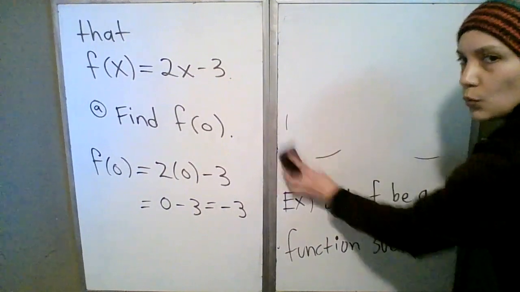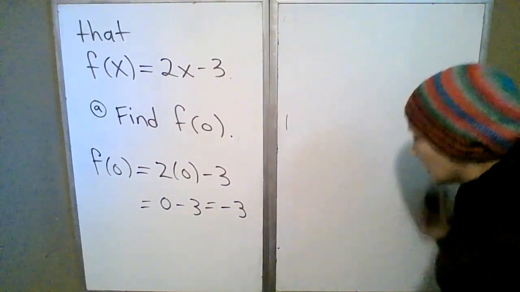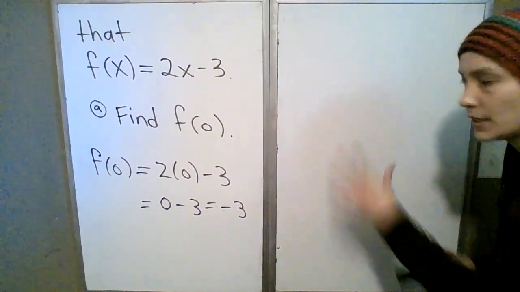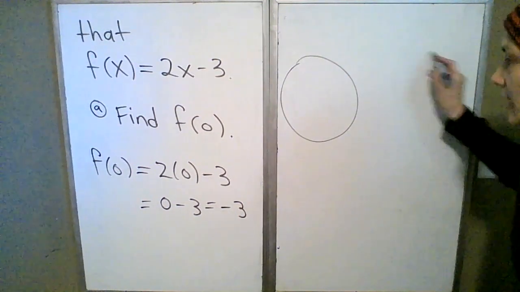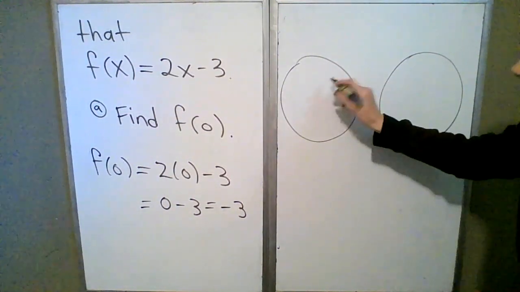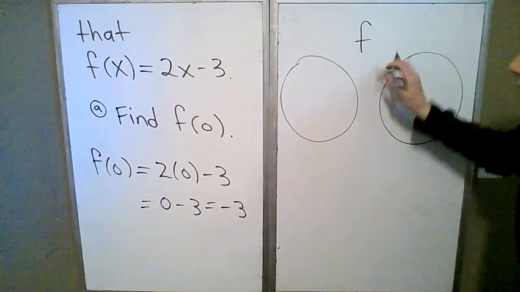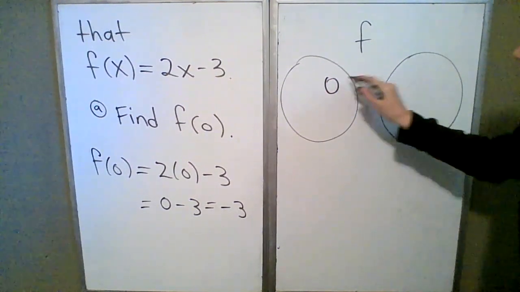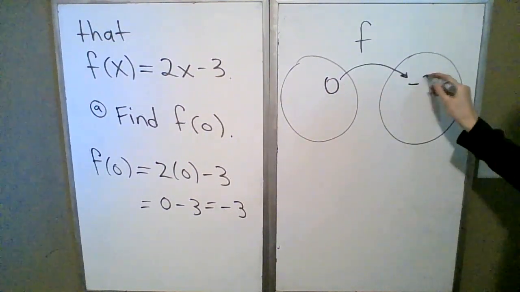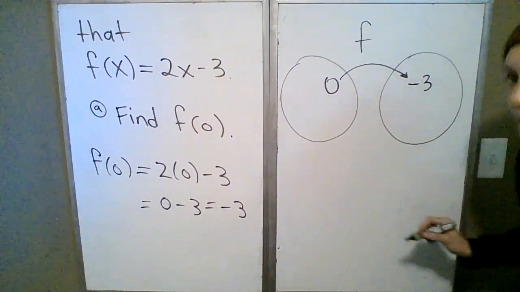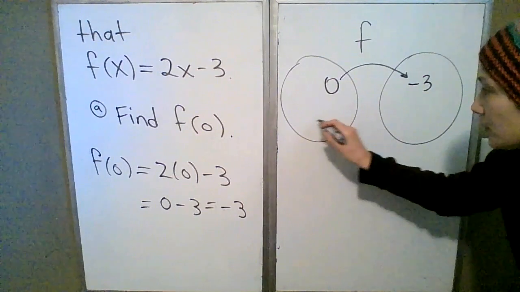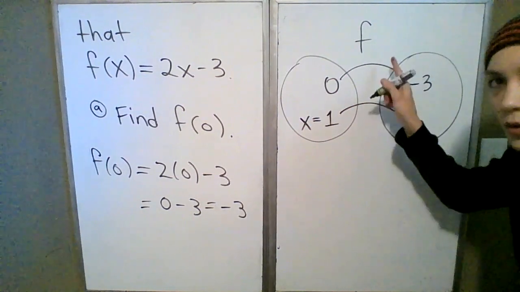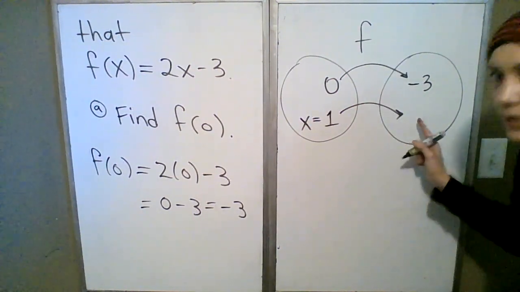But if you want a bit of a visual to start seeing that a function takes an input to only one output, we're going to have a set of inputs next to a set of outputs, and the function is f. And this time f takes 0 and sends it over to -3. This time we're going to put in x equals 1. Where does that go? If it's going through your function f, there's only one output.